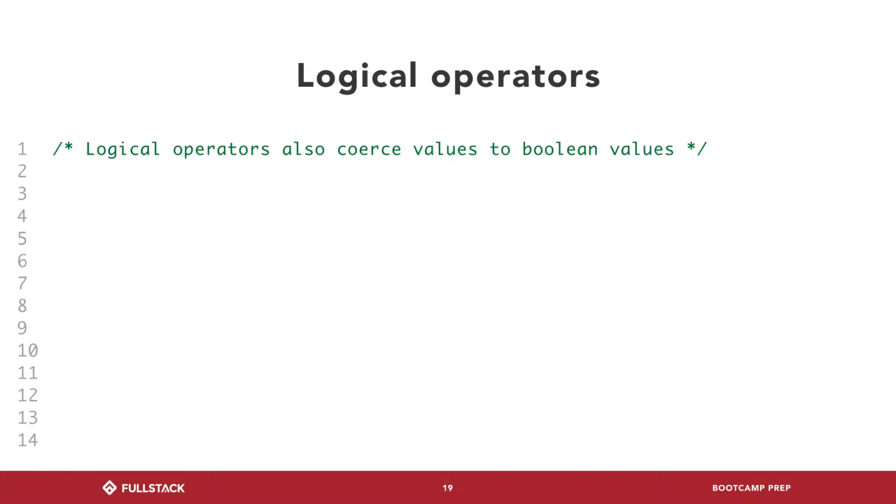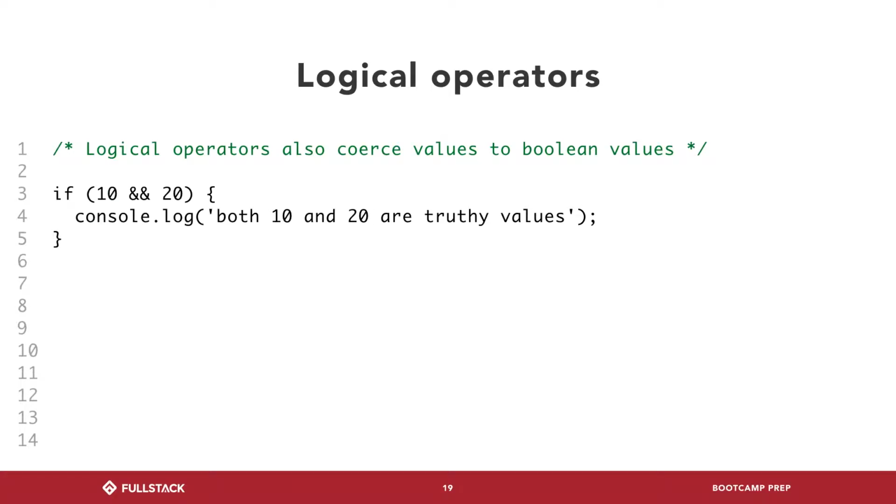Okay, the last 2 things to talk about are what we call logical operators. Logical operators are something that I think makes sense if you think about it in English terms more than anything else. The 2 logical operators that we're talking about are and, or.